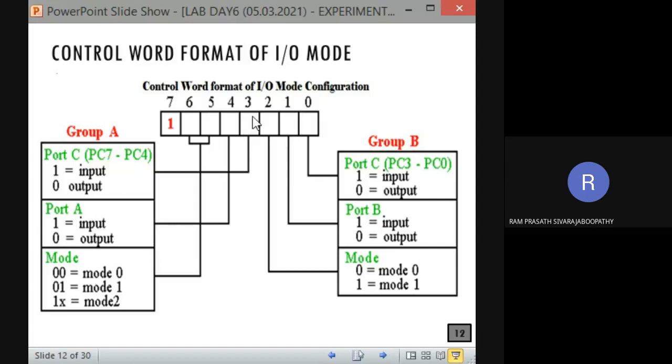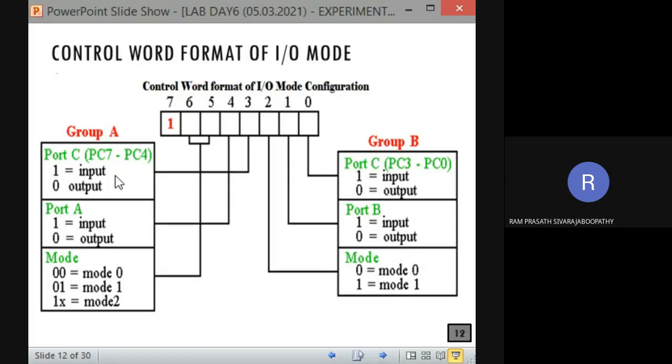Look at the purpose of the third bit. This bit is used to configure the upper 4 bits of port C, PC7 to PC4, as input or output. Can you people type it in the chat? Why don't we have a mode selection bit for port C? Port A had 2 bits to select the mode of operation. Why not for port C? Why?